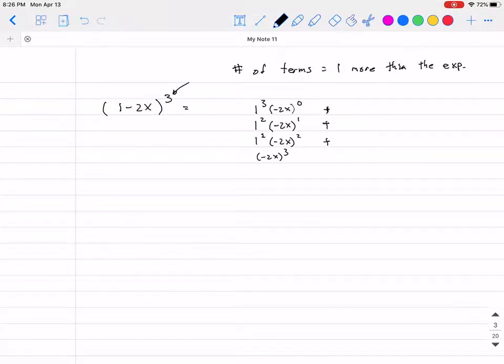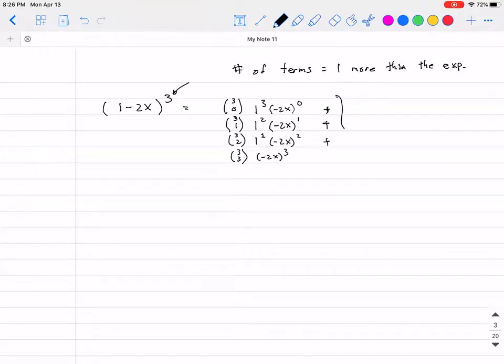Now we also need to multiply them by their coefficient parts. And the coefficient parts, again, thinking of the pattern that we just did to make it a little bit easier, the first part is going to be 3 choose 0. The second part is going to be 3 choose 1. Then it's going to be 3 choose 2. Then it's going to be 3 choose 3. So if I add up all these 4 terms, then that's going to be our answer.